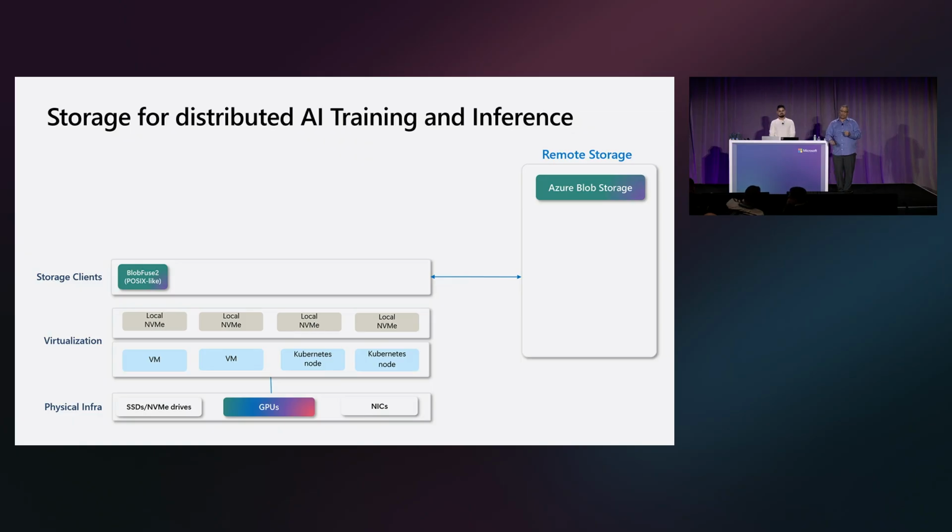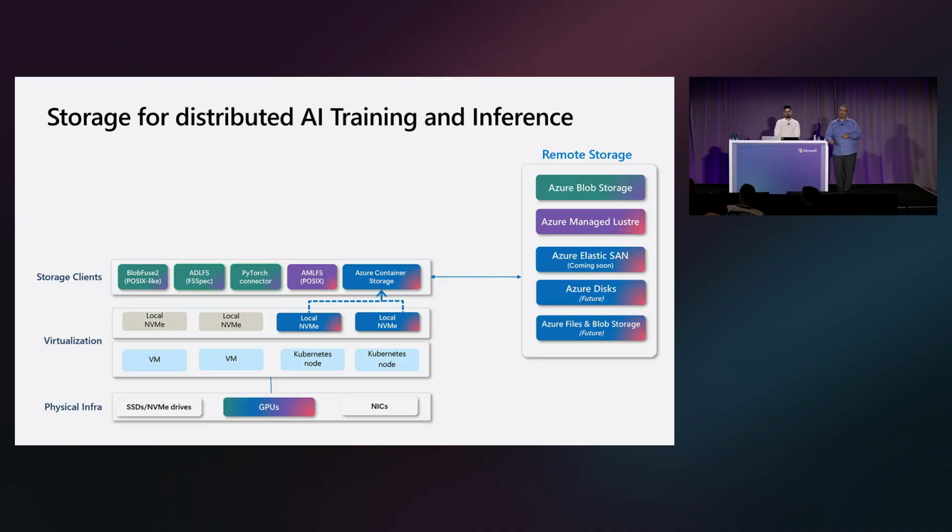Your local NVMe typically is also virtualized. So you have a few options here putting all of this together. You can have something like BlobFuse 2, using that local NVMe for caching and talking to remote Azure Blob storage. You can also have custom-built connectors for AI frameworks like the ADLFS or PyTorch connector. We talked about Azure Managed Lustre and having more full-fledged POSIX functionality and being able to work with your remote storage that way. We also have Azure Container Storage, which is an interesting way of bringing all these different storage services together and providing an abstraction for your Kubernetes cluster.